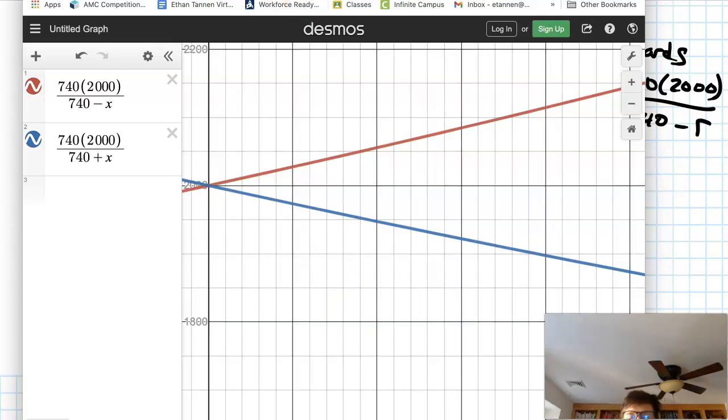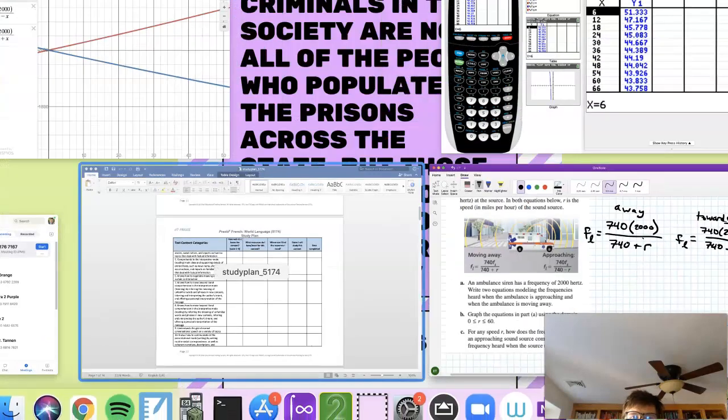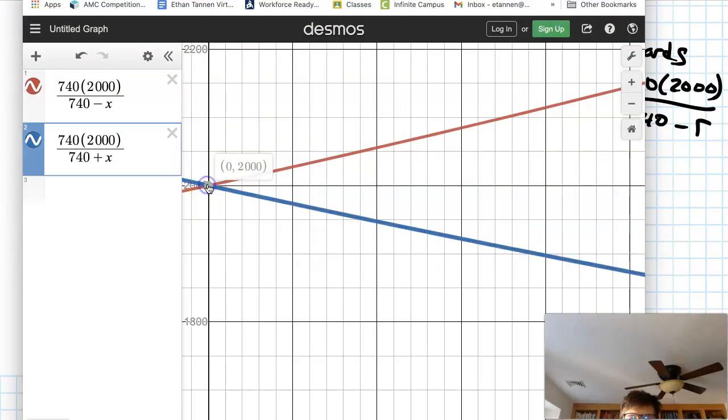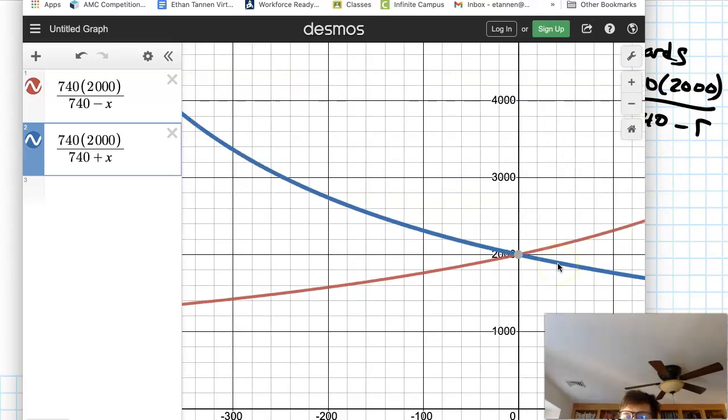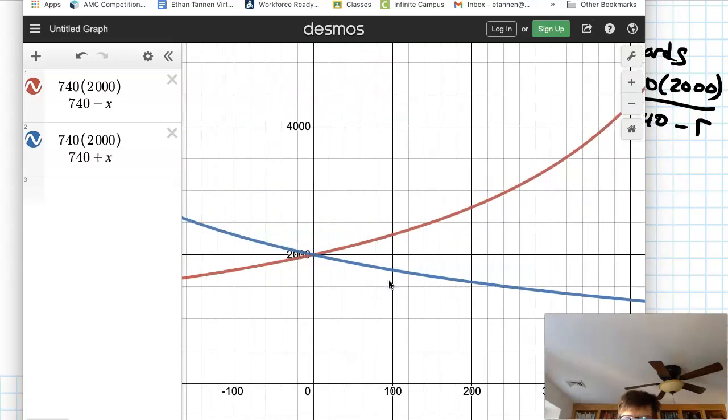So the final part of the question is, for any speed r, how does the frequency heard for an approaching sound source compare with the frequency heard from the source moving away? Well, the simple answer is that the frequency that you hear is greater when it's approaching, right? Whereas the frequency you hear when it's going away from you is lower. And those are both modeled by these two graphs.